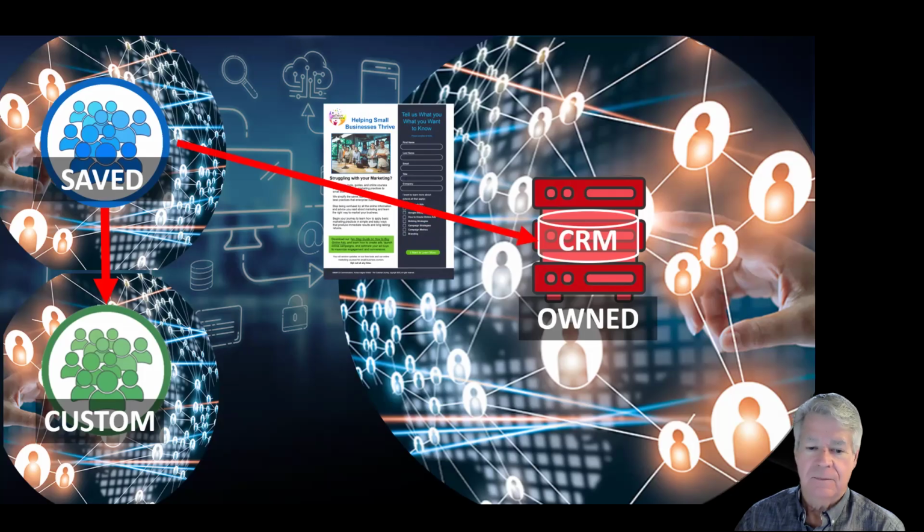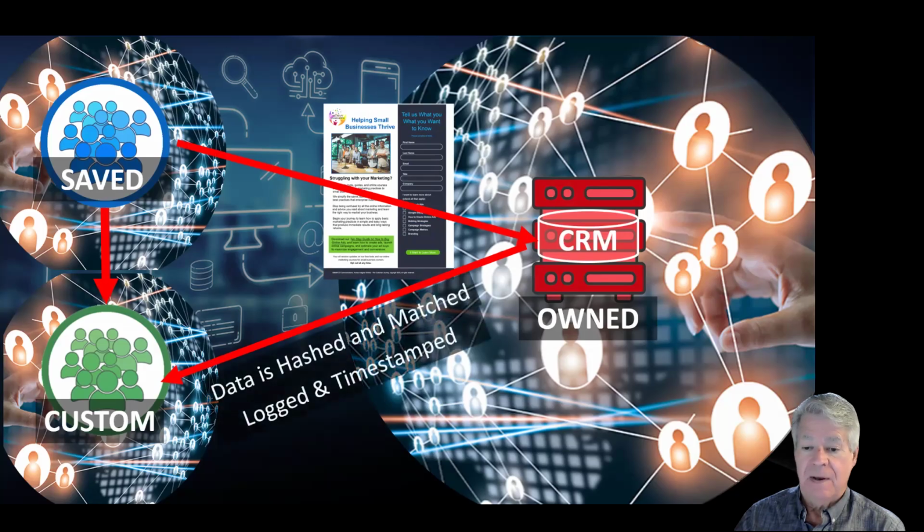Upload your owned audiences in your CRM, your contacts, and into Meta and name them as a custom audience. You'll have to do that anytime you need to update your custom audiences with new leads captured outside of the Meta platform in the real world. Recall that Meta will hash and match your contact with their users and log and timestamp them for compliance and privacy regulation.